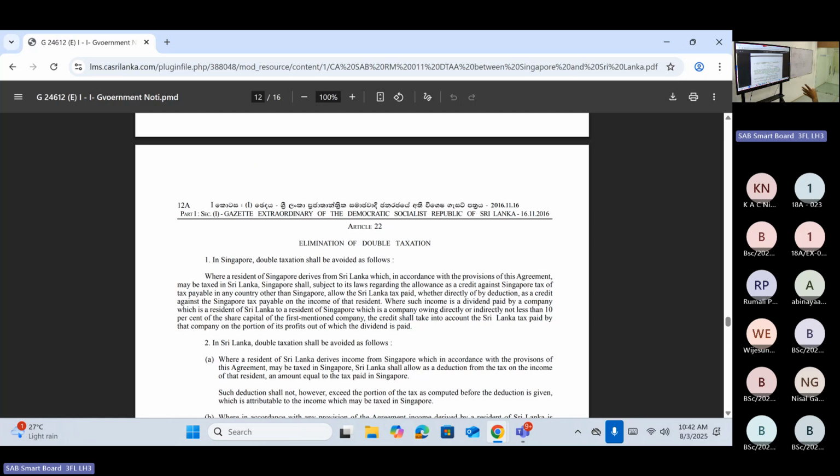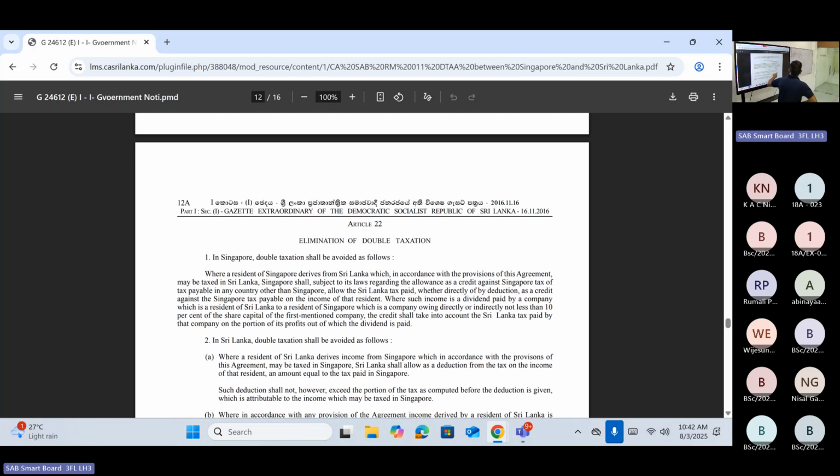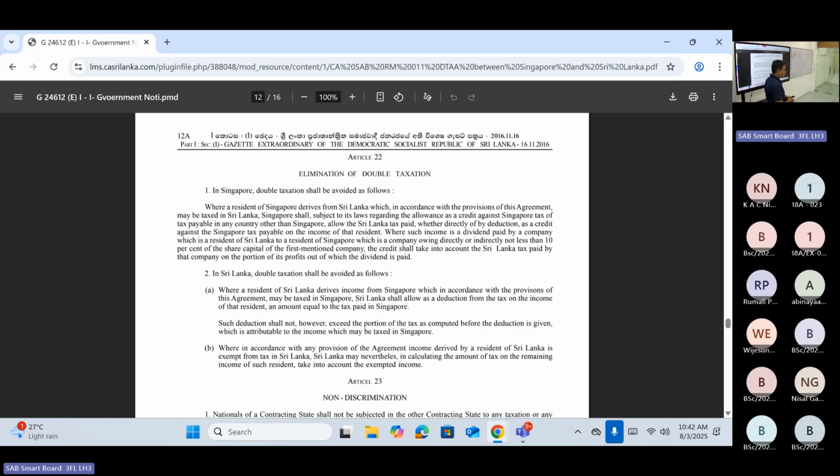Right? Because it says not less than 10% of the share capital. The credit shall take account of Sri Lanka tax paid by the company on the portion of its profit out of which the dividend is paid. Right? Sri Lanka taxation. We are a resident of Sri Lanka. It's very important.